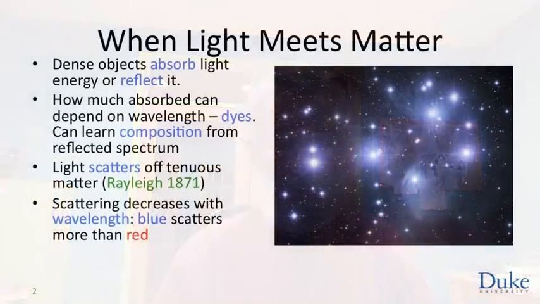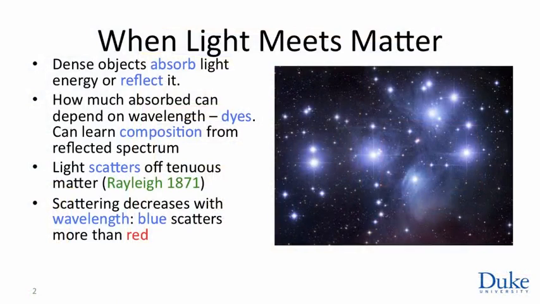So we're back to our understanding of light, which, as I said, is extremely important to us. And the first thing we want to consider are the possibilities for what happens when light meets matter. So we talked about dense objects like the Earth. When light hits the Earth, most of the light is absorbed. We know you shine a flashlight at the ground, it doesn't go through.